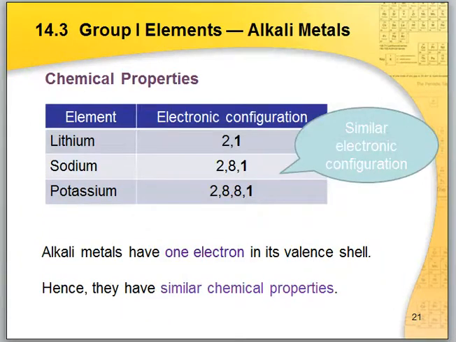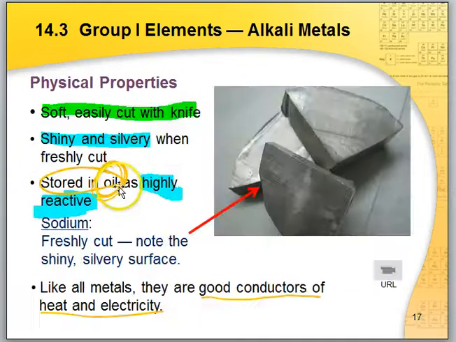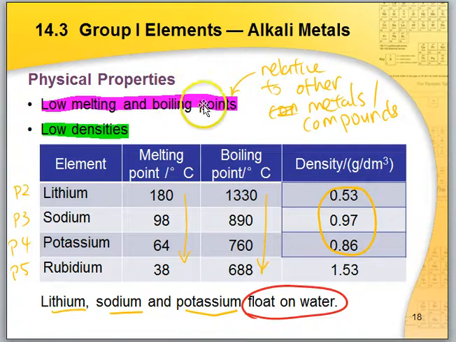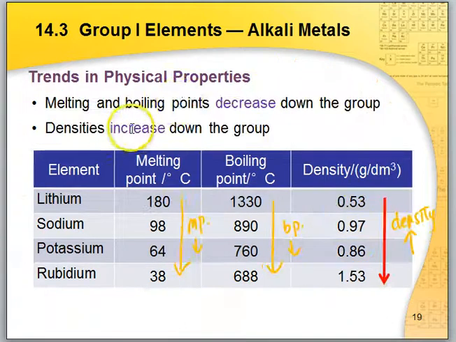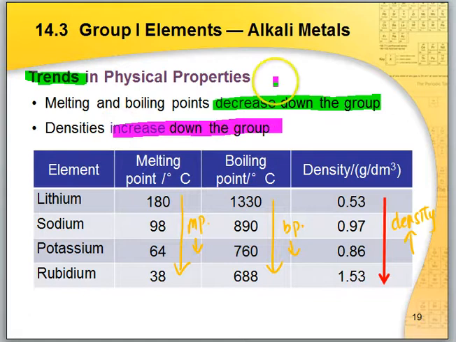Now, the next part we're going to go into the chemical properties. But before that, let's look at what we have gone through for physical properties. We talked about soft and easily cut, silver and shiny, highly reactive, good conductor of heat and electricity. Yes, low melting and boiling point, low density, and we talked about the trends we see for the physical properties. Melting and boiling point decreases down the group, density increases down the group. So that's all for your physical properties. Next up, we'll be going on to chemical properties.